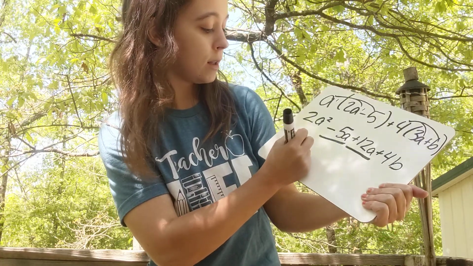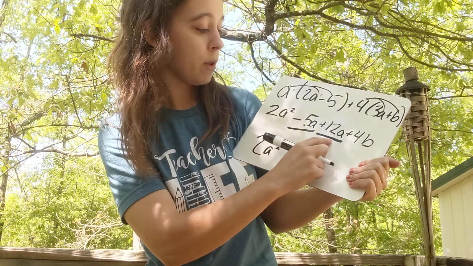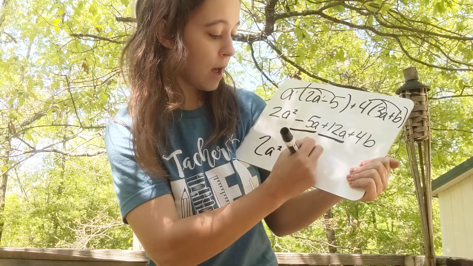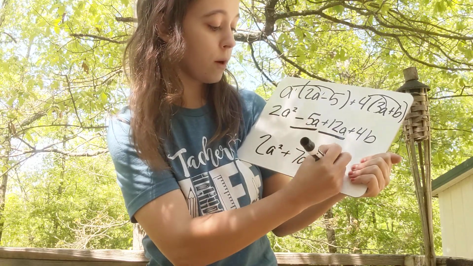So 2a squared can stay the same. Minus 5a plus 12a is plus 7a, and then I have a plus 4b at the end there.